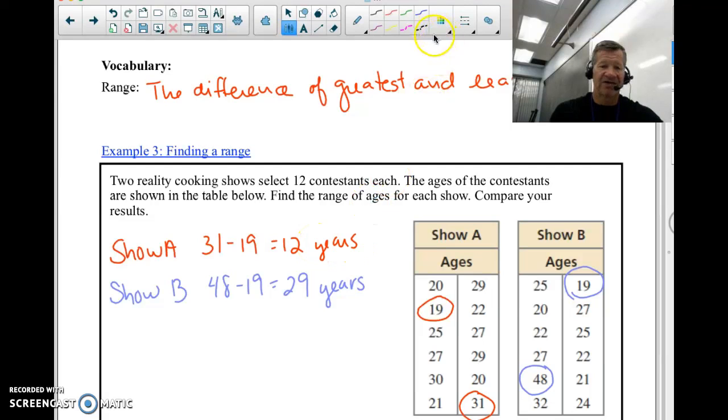Okay, so what does that tell us? It tells us that show B, the contestants' ages were more spread apart than the ages of show A. And that's all it is. So that's the range of a set of data.